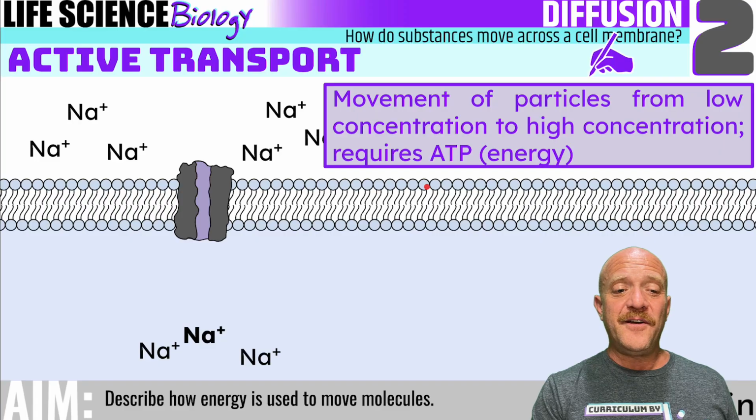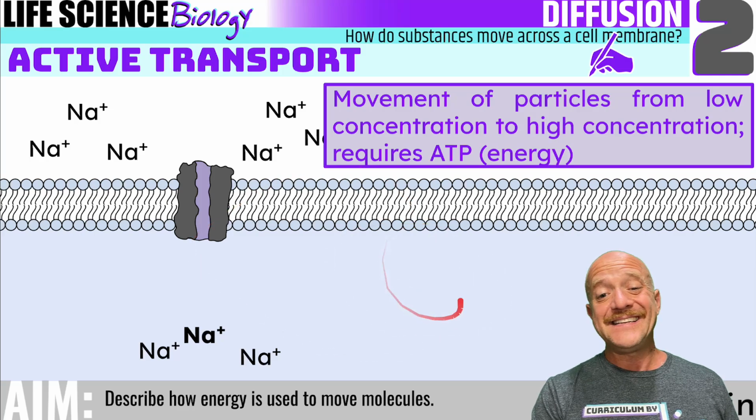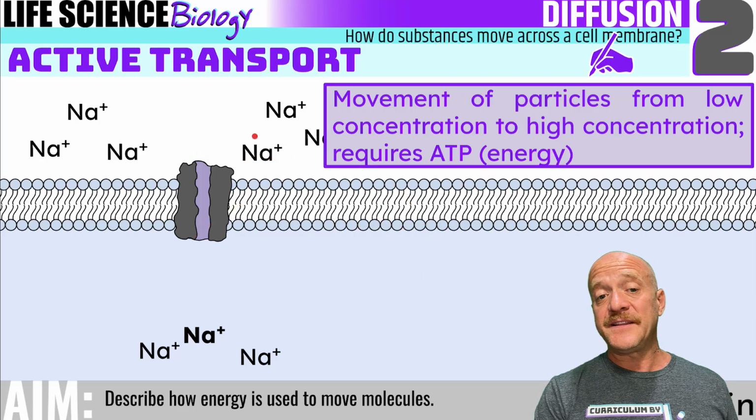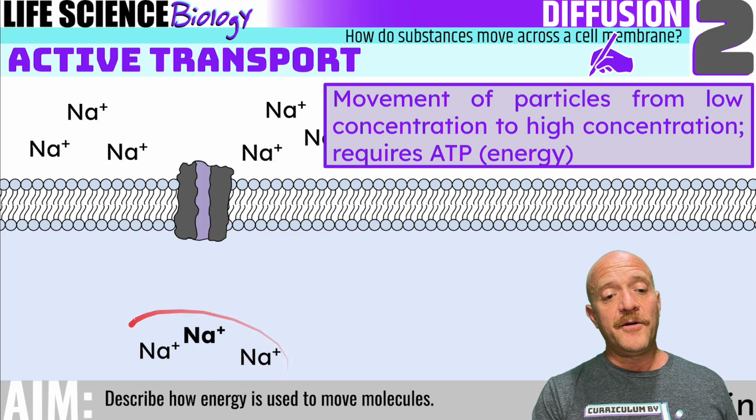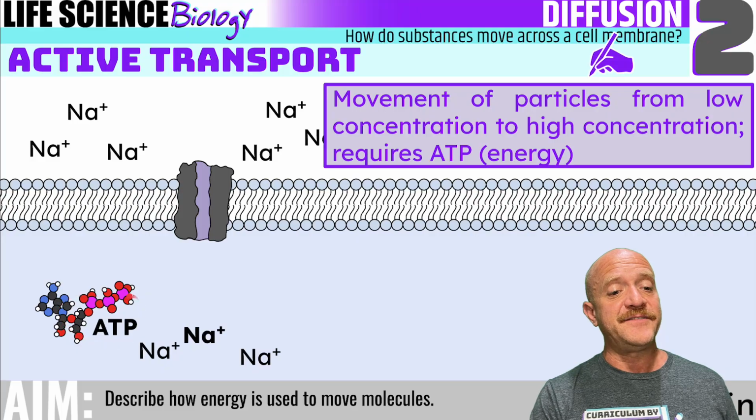But what you do have to know is you have to look at the concentration of sodium there and the concentration of sodium there. This represents inside the cell. This represents outside of the cell. Here we're going from low to high. Now you need a molecule of ATP, adenosine triphosphate.